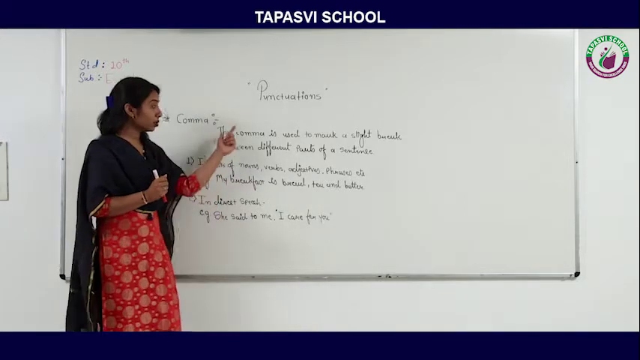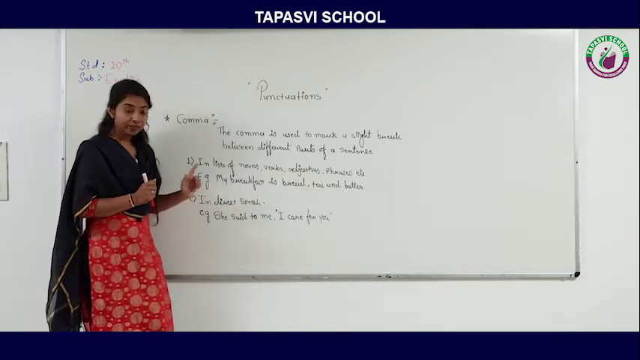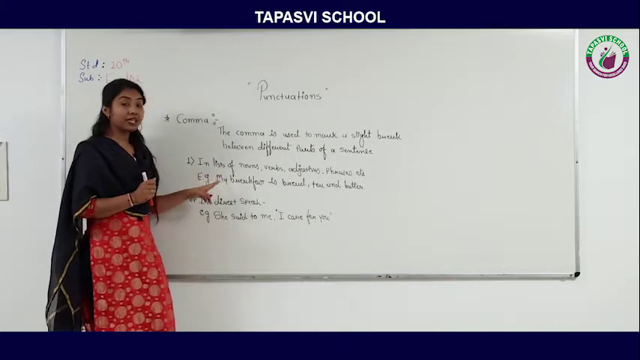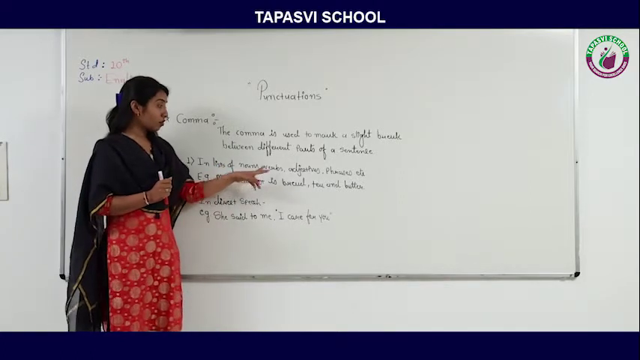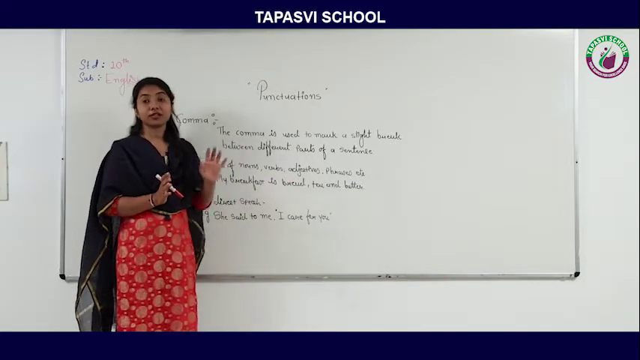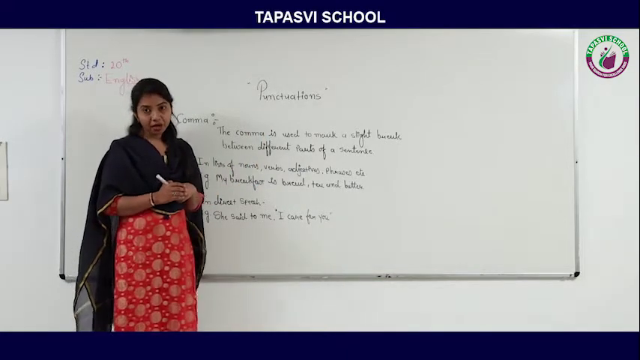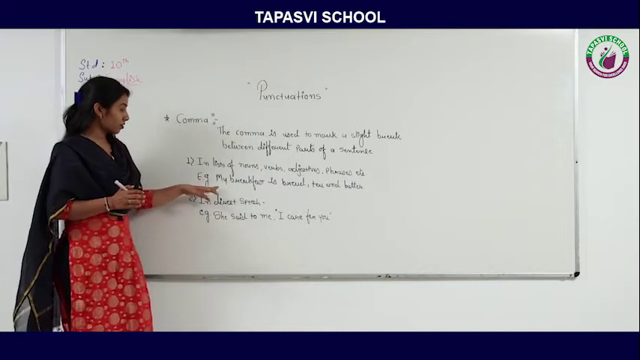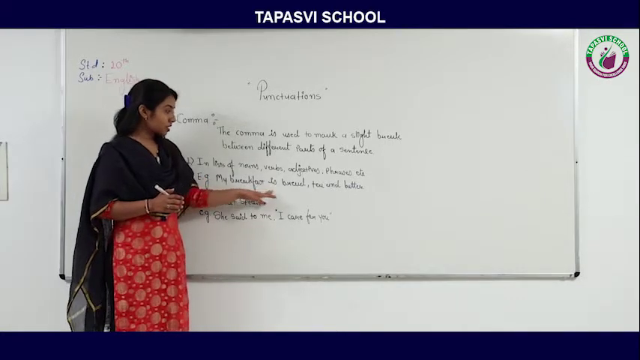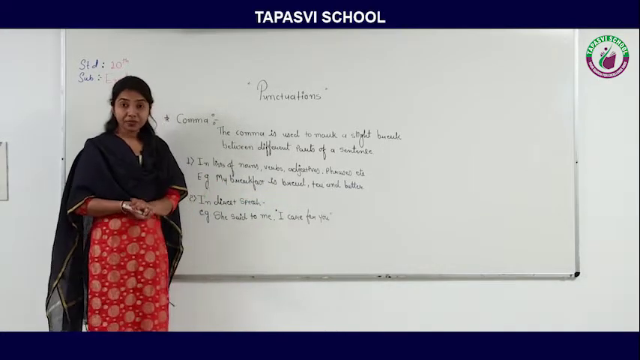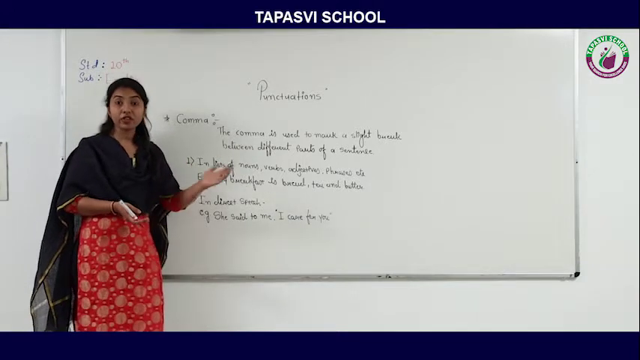So that is the first use of a comma: whenever we have a list of nouns, verbs, adjectives or phrases, in between them we have to put comma. Here I have given an example for you. My breakfast is bread, tea and butter. So here I have given a list of nouns.